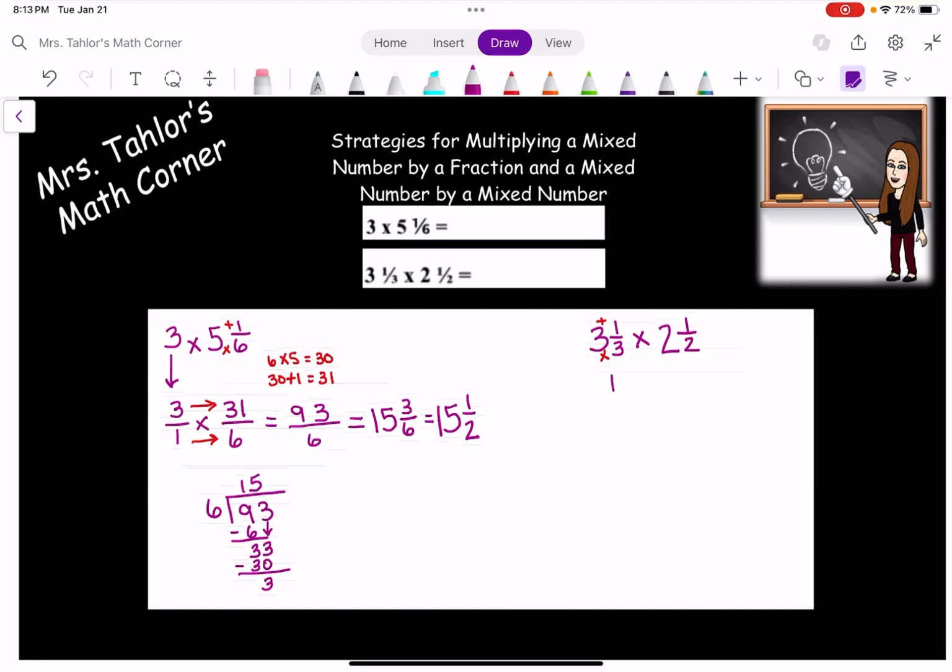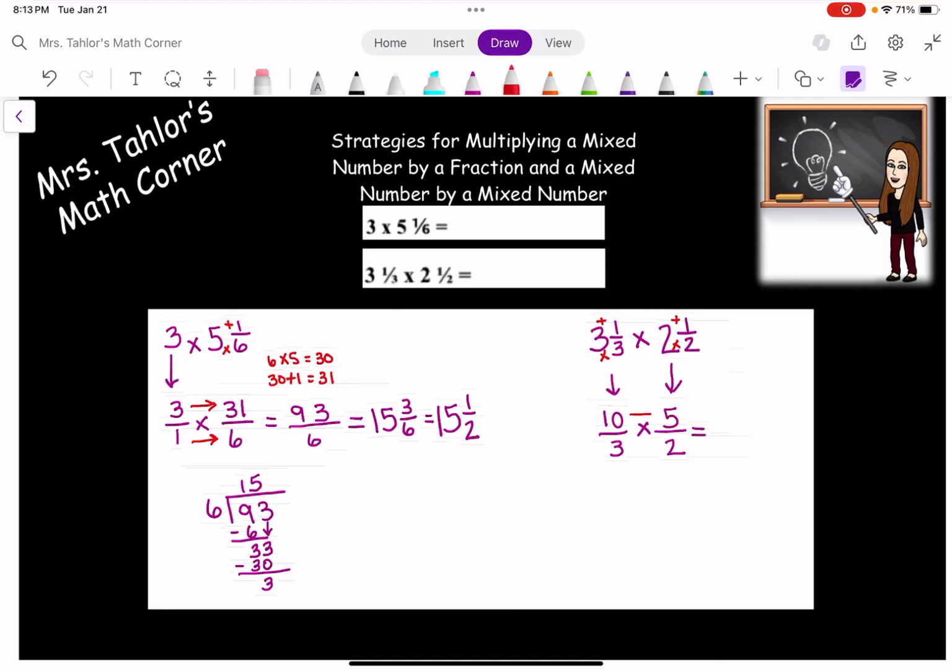That gives me 10/3. I'm going to do the same thing with my second mixed number. 2 times 2 equals 4, and then 4 plus 1 equals 5. So I have 5/2. 10/3 is 3 1/3, and 5/2 is 2 1/2. Now that I've created 2 improper fractions, I'm able to multiply.